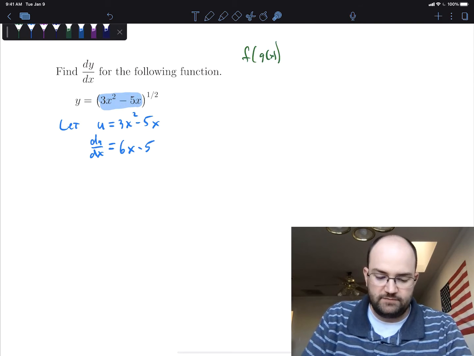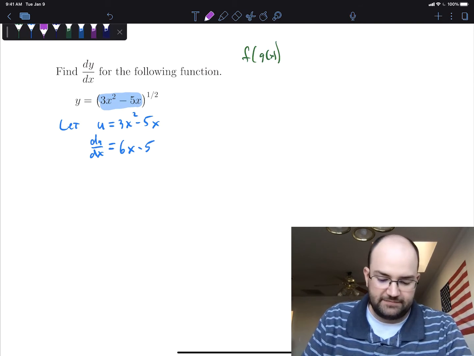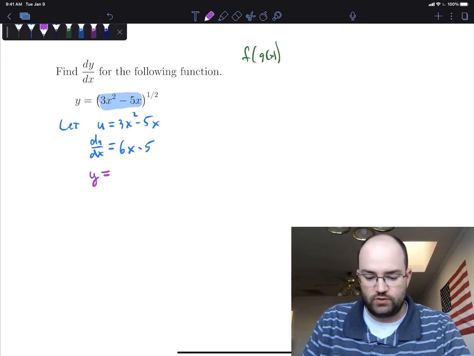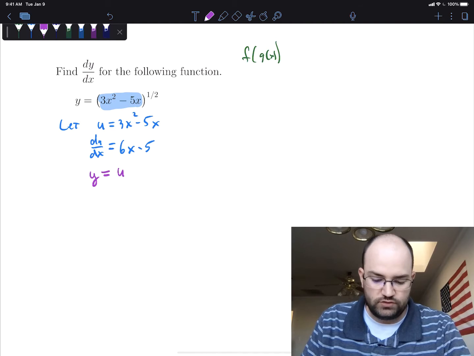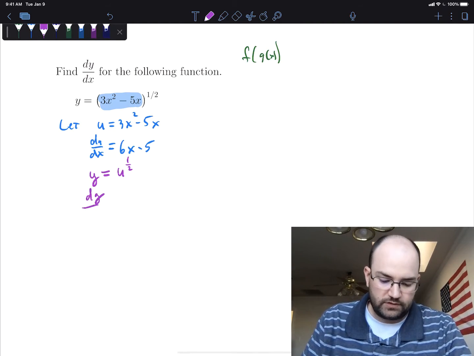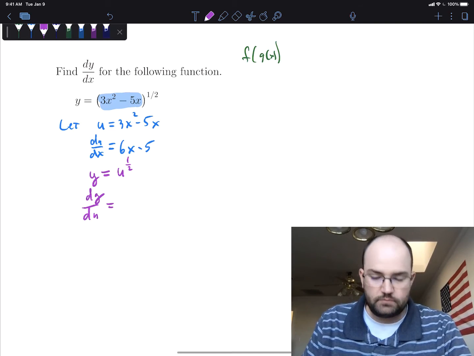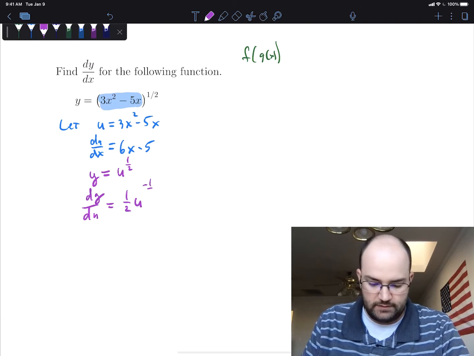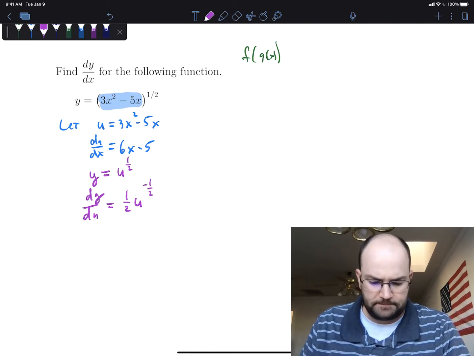Now this would give me y as a function of u. So y would be, instead of the 3x^2 - 5x, u to the 1/2 power. Now notice that dy/du is the following. Bring the 1/2 down in front, making that 1/2. u to the 1/2 minus 1 is negative 1/2. And you can just leave it that way.